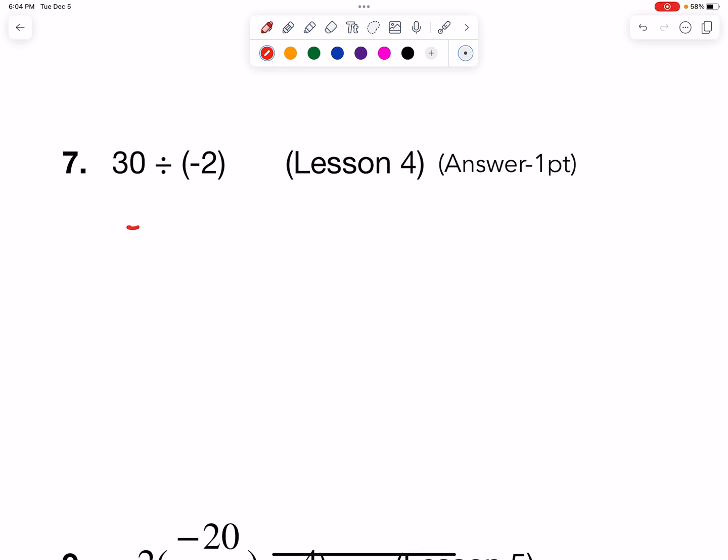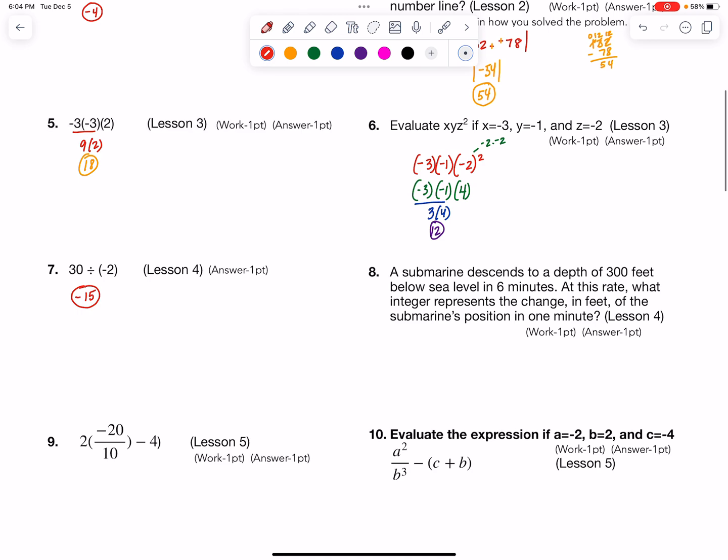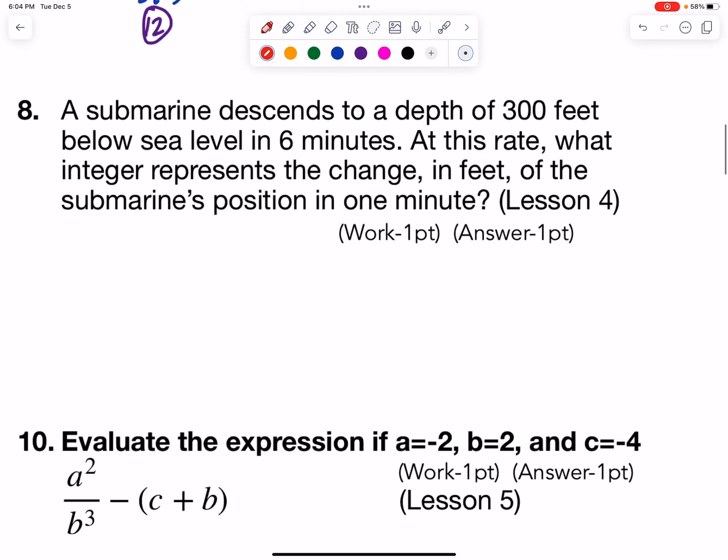Half of 30 is 15, and so there we go, but it's a -15. Okay, number 8. A submarine descends to a depth of 300 feet below sea level. Okay, so that's below sea level, so this is where I mark my -300 in 6 minutes. At this rate, what integer represents the change in feet of the submarine's position in 1 minute?